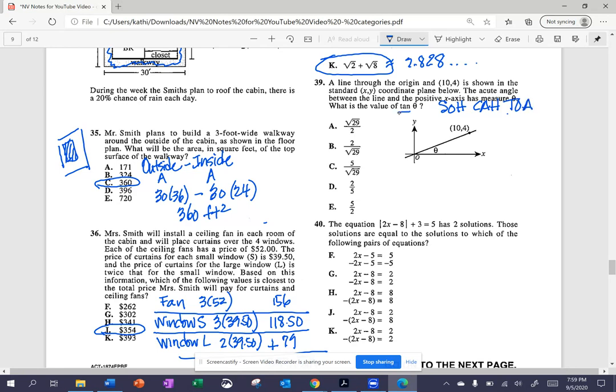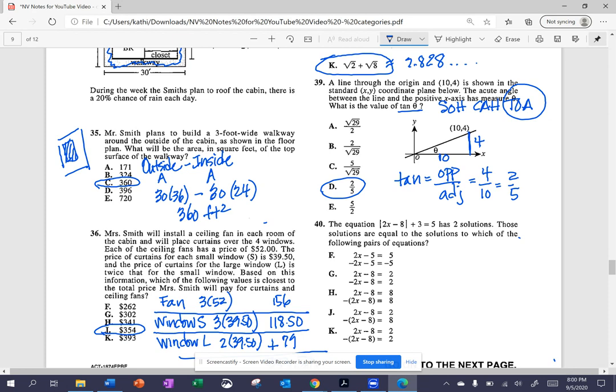So it's asking for tangent. So I know tangent is opposite divided by adjacent. So if my point is at 10, 4, my x is 10 and my y value is 4. So opposite is 4 divided by adjacent, which is 10, which is 2 over 5 when I simplify.